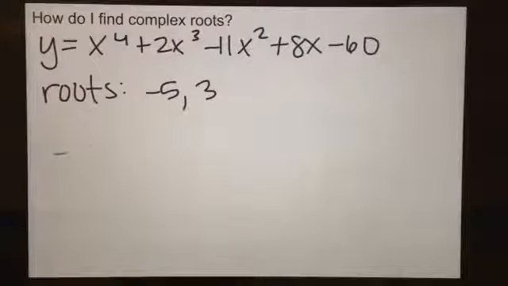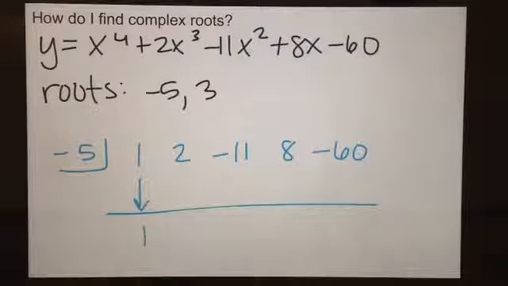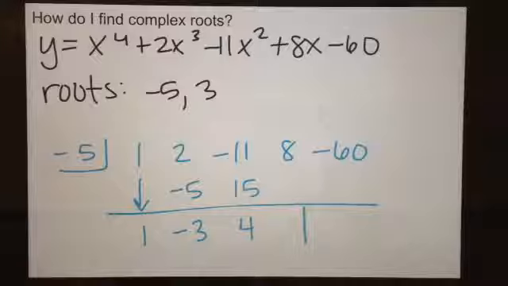So go ahead and put -5 in the little box. The way that we have divided these in the past is using synthetic division. So I'm going to go ahead and set that up. When I do synthetic division with this, I'm going to drop down my number first. My remainder is going to be on the end. Okay, so 1 times -5 is -5. When I add those, I get -3. -3 times -5 is +15. When I add those, I get 4.